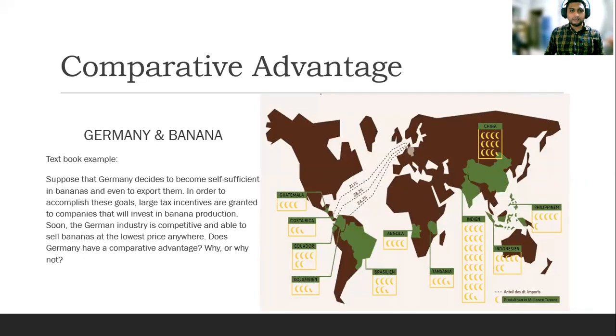From our book, there was an example of Germany and the banana production. In this scenario, Germany does not have good conditions to produce the banana, whereas India has the most production of banana, and China is the second largest country to produce the banana. So Germany should not invest in banana production, otherwise it will lose in this sector, and it will not have the comparative advantage. Germany has the comparative advantages in producing the cars and technology-based elements.